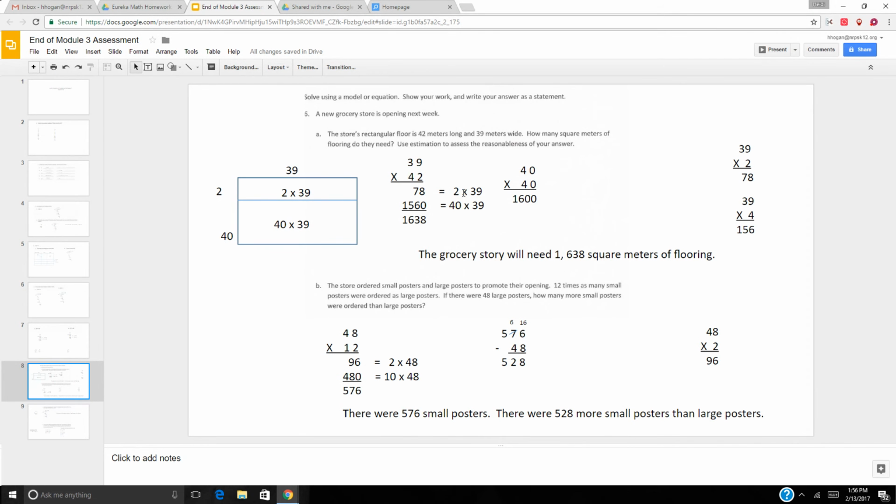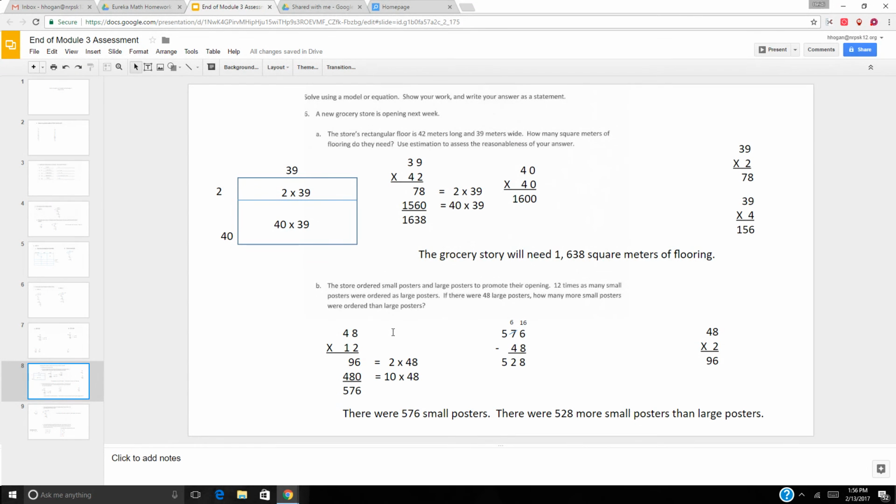2 times 39 is 78. 4 times 39 is 156, so 1,560. If we add those together, we get 1,638. They want us to estimate to assess the reasonableness. So I would estimate 39 to 40 and 42 to 40, because 40 times 40 is 1,600. I would say that's pretty reasonable. Our estimate and our actual are very close. So the grocery store will need 1,638 square meters of flooring.